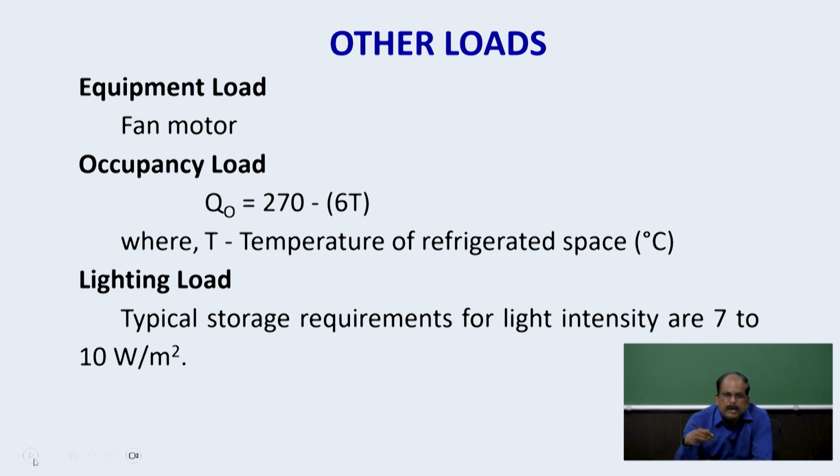I will explain that when we solve the numerical question, which is the design of the cold storage for positive as well as negative temperature application. The occupancy load can be calculated using this formula: Q naught O, occupancy, is 270 minus 6 into T. Then we can take lighting load. Typical storage requirement for light intensity is 7 to 10 watts per meter square. So for 1 meter square area, a light intensity in the range 7 to 10 is selected.